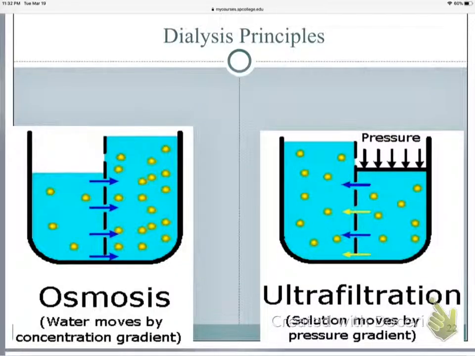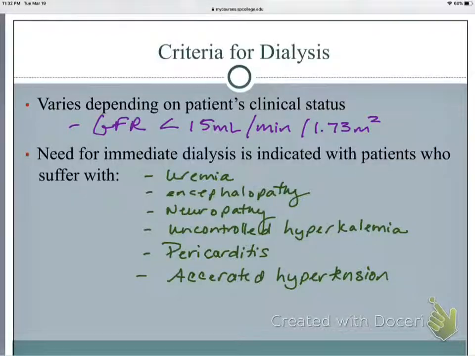So that's just kind of a picture I thought would be helpful for you. Osmosis, ultrafiltration. Like I said, we talked about the criteria for dialysis. Generally, their GFR is less than 15, like we said. But sometimes there's patients that have critical needs.